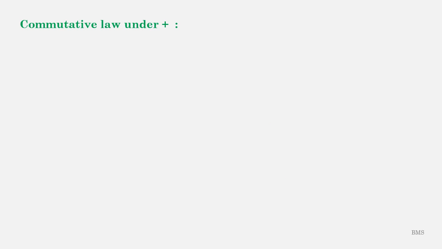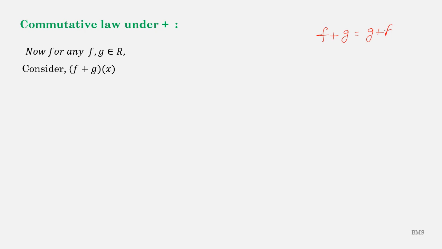Now we shall come to commutative law under addition. You take two elements f and g in R. f, g belongs to R. You are going to prove f plus g is equal to g plus f. To claim this, you need to prove (f plus g)(x) is equal to (g plus f)(x) for all x belongs to S. Actually, you have to claim this.